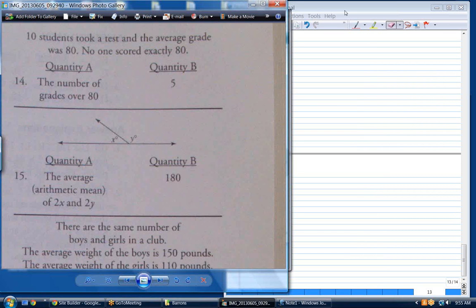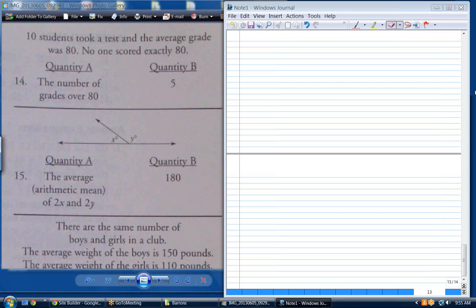Okay, number 14. Okay, so 10 students took a test and the average was 80. No one scored exactly 80. I don't think this, well, I don't know. We have a total of 800. Okay. But anybody could have scored anything.